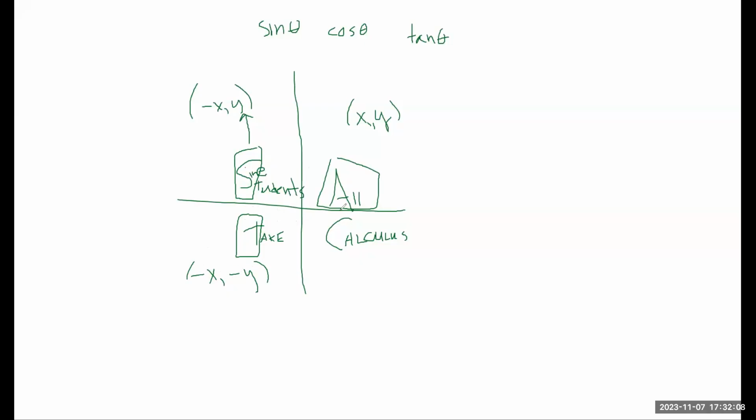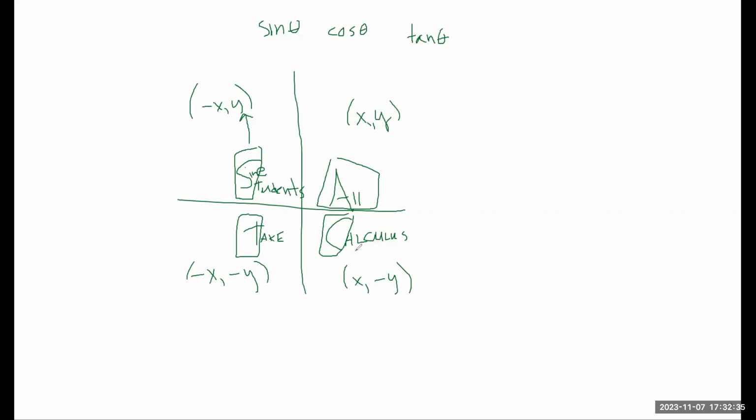And the calculus here stands for the cosine function. The cosine is going to be the only trig function positive in quadrant 4. The x's are positive here and the y's are negative. So when I take a ratio for my tangent, y over x, this will be negative. If I look at my sine, which is y over r, it will be negative.